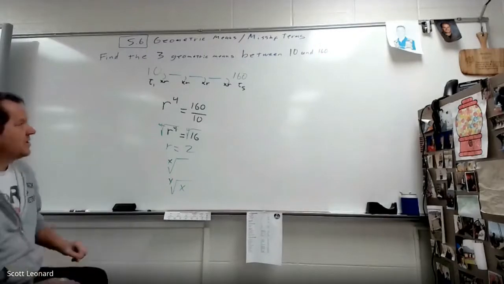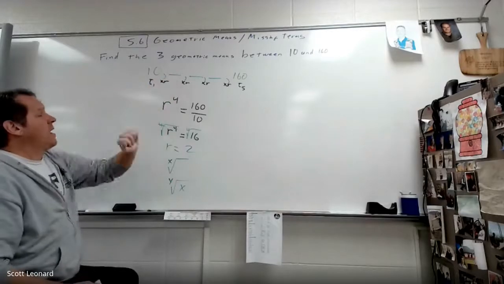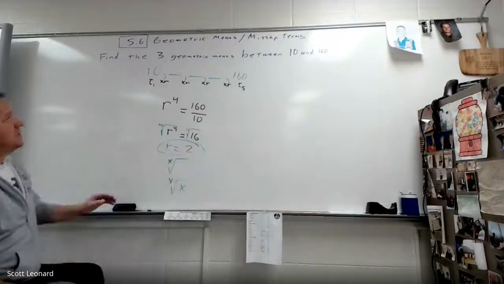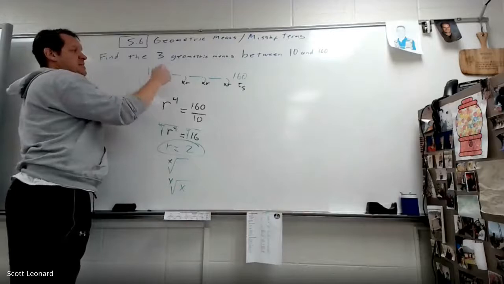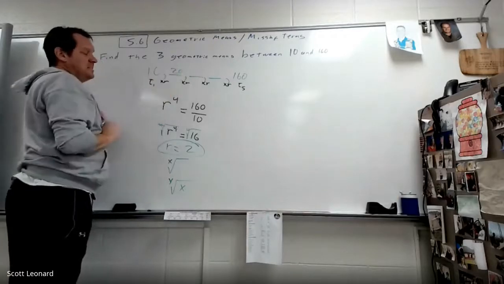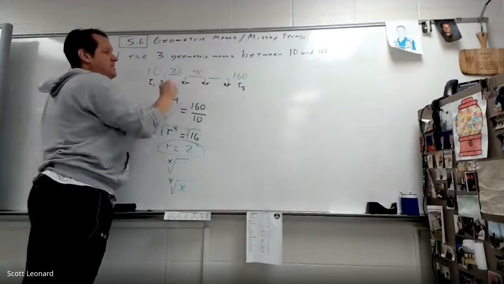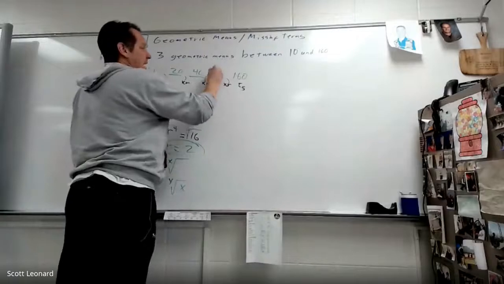All right. So I have an R value of 2. Once I have this, all I have to do is multiply by 2 to fill in my blanks. 10 times 2 is 20. And I'm going to take that times 2. 20 times 2 is 40. 40 times 2 is 80.